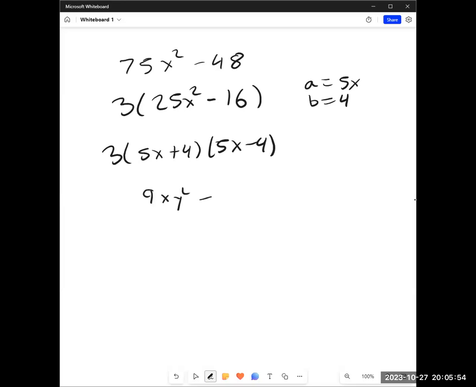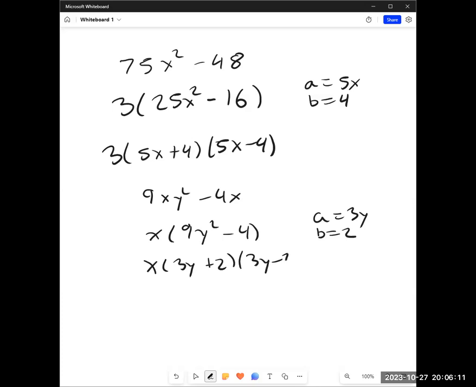9xy squared minus 4x. I have a greatest common factor of x. That leaves me with 9y squared minus 4. So my a is 3y and my b is 2. It's x times 3y plus 2, 3y minus 2.